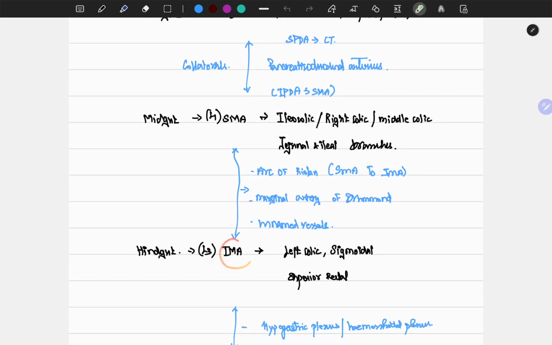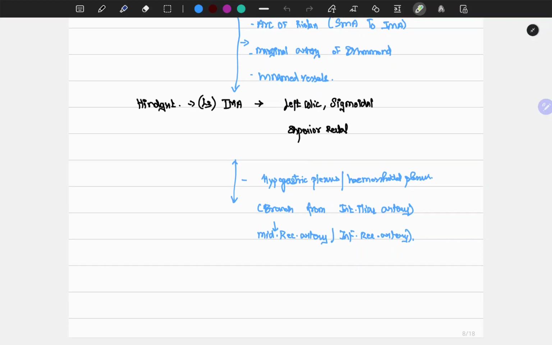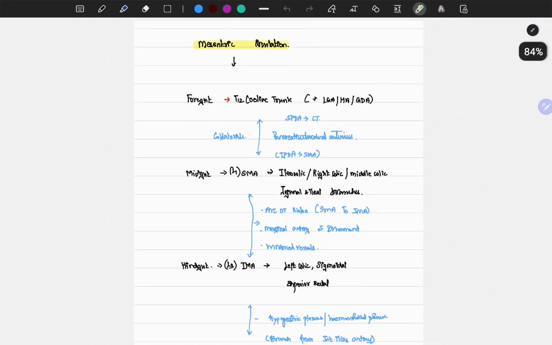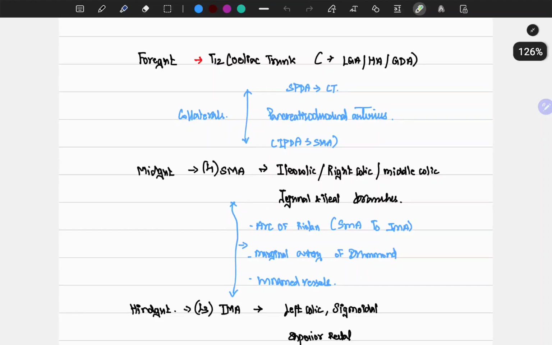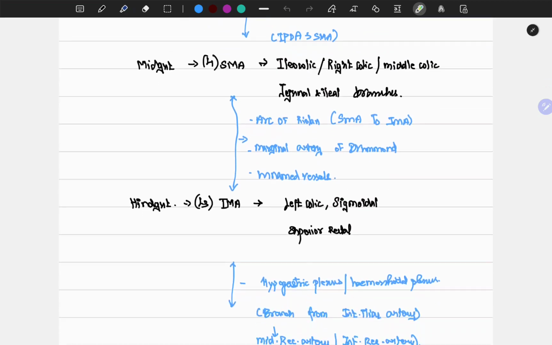Hindgut, inferior mesenteric artery, arising at the level of L2 or L3. Branches: left colic artery, sigmoidal and superior rectal artery. So how do they have collaterals? So foregut and midgut is mainly formed by collaterals. Superior pancreatico-duodenal artery, which is arising from celiac trunk. Inferior pancreatico-duodenal artery arising from superior mesenteric artery.